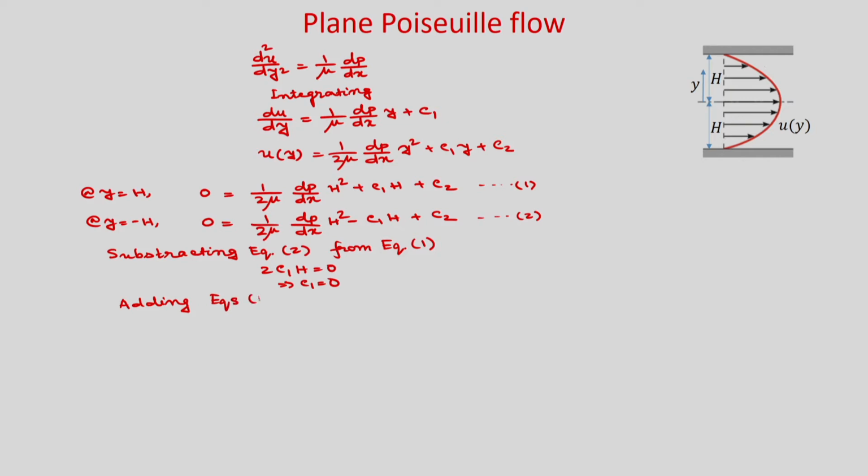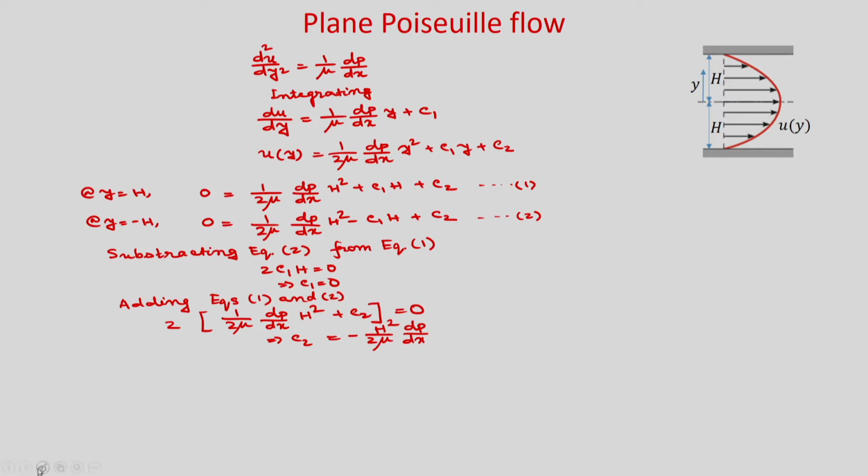And if you add these two equations, adding equations 1 and 2, this term will get cancelled, this is plus c1 h minus c1 h, so this will be 0. So, you will get 2 into 1 by twice mu dp by dx h square plus c2 is equal to 0. So, that means you will get c2 is equal to minus 1 by twice mu dp by dx into h square. If you put these values of c1 and c2, you will get the final velocity profile.